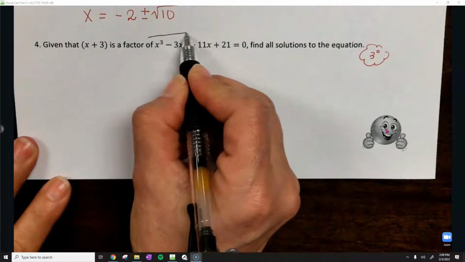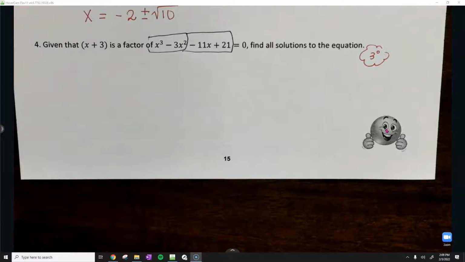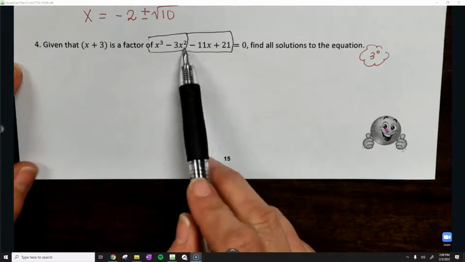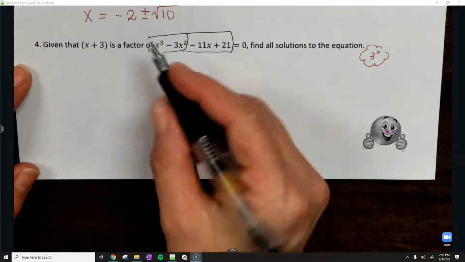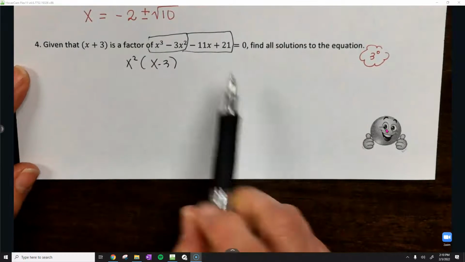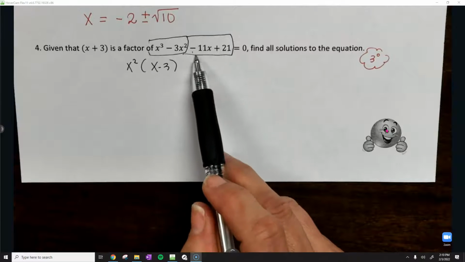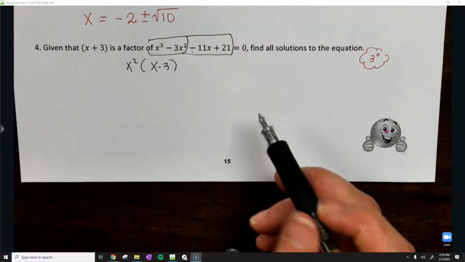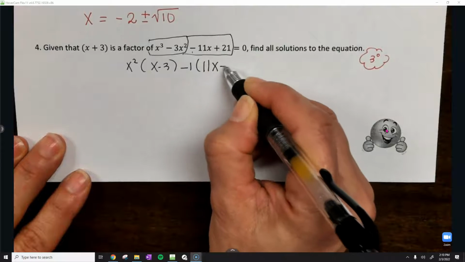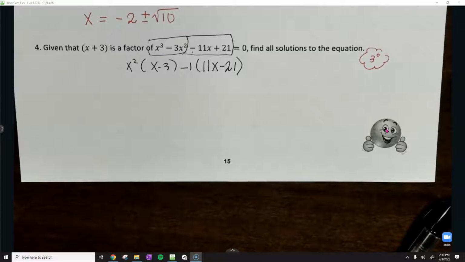I'm going to try to factor by grouping, because that's what my teacher told me to do, which is right. If you have 4 terms, you need to try to factor by grouping first. So right here, this group, all I can take out is x squared. So that's going to be x minus 3. Over here, I know I got to take out a negative, and that's all you can take out of the other group is a negative 1. So that would be a positive 11x minus 21. What's wrong with that picture?